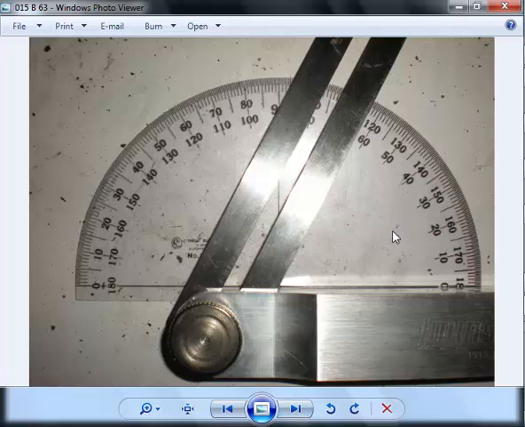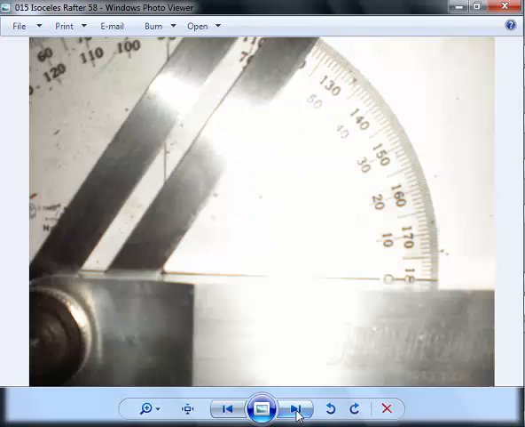This is the angle that the rafter takes, the isosceles triangle of the rafter, and if you notice, it's a 63-degree angle.